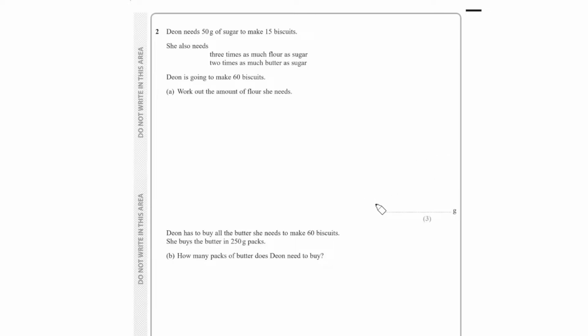Okay, this is quite a nice one. It's just general maths. It's always some kind of general arithmetic, what I'd call general arithmetic, when you're just dividing, timesing and multiplying, in the non-calculator. So question 2, Dion needs 50 grams of sugar to make 15 biscuits. She also needs 3 times as much flour as the sugar and 2 times as much butter as the sugar. Dion is going to make 60 biscuits, work out the amount of flour she needs. So not only do we need to work out the flour in the recipe for 15 biscuits, we also then need to multiply it to make 60.